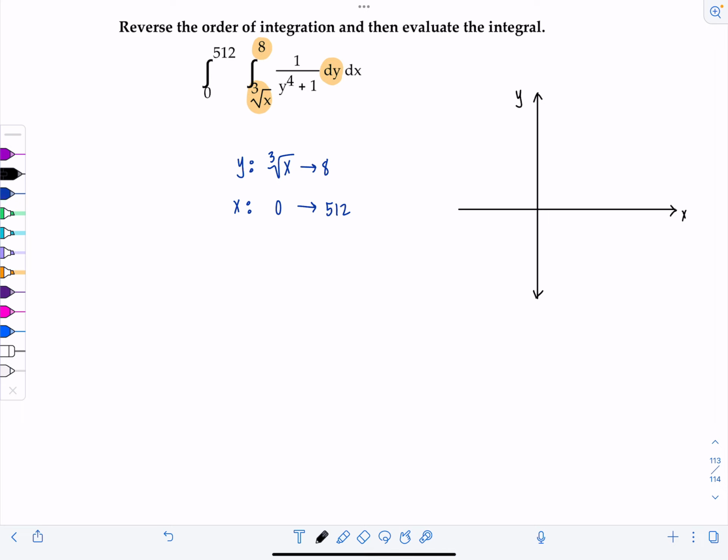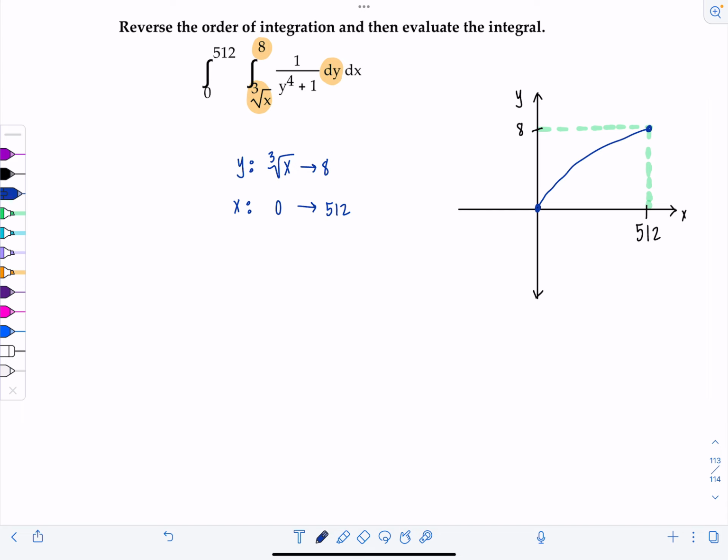So x is going to go from 0 to 512, and then y is going from cube root of x, that's the lower bound, up until 8. That's the upper bound. So wouldn't you know, cube root of 512 is 8. Okay, and then you should have an idea what cube root of x looks like. It's going to go through 0, 0. It's going to go through 512, comma 8.